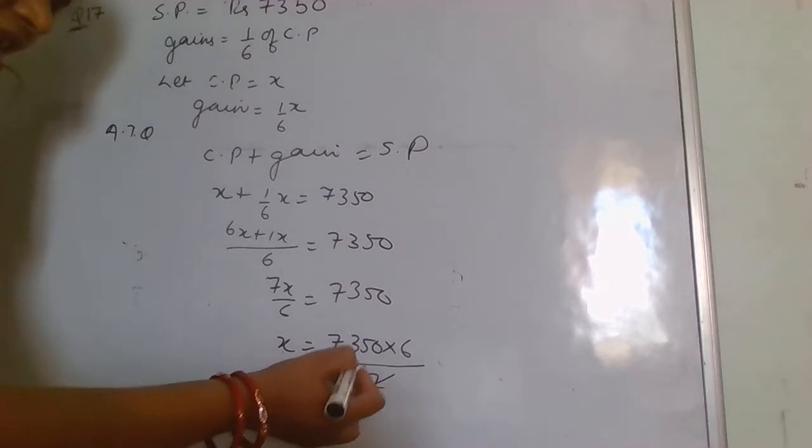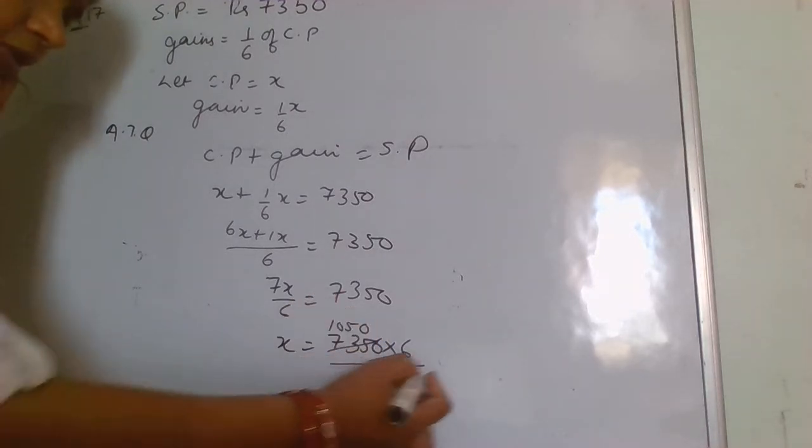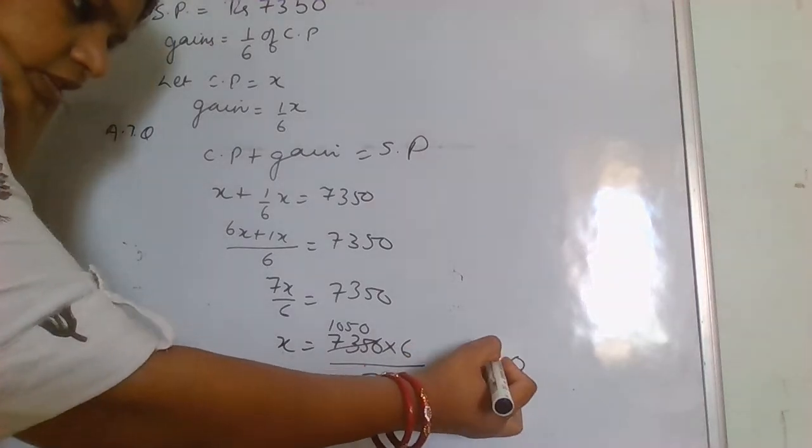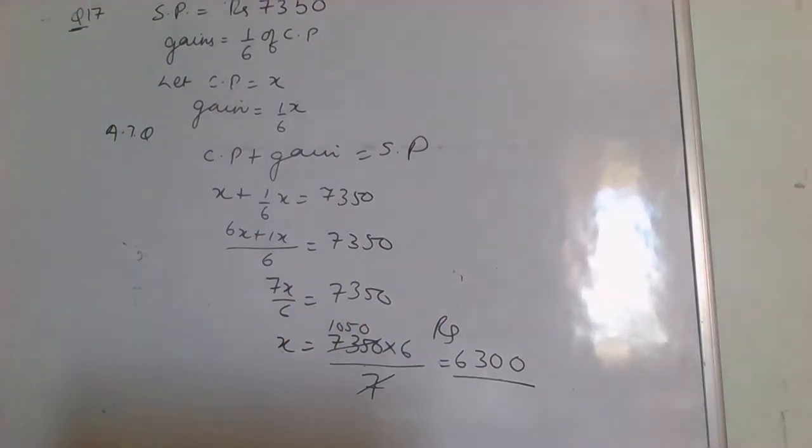Now what is the value? 7 1s are 7, 7 5s are 35. So this will be equal to 0, 6 5s are 30, 6300. So this is rupees 6300, the cost price of the given exhaust fan. Okay.